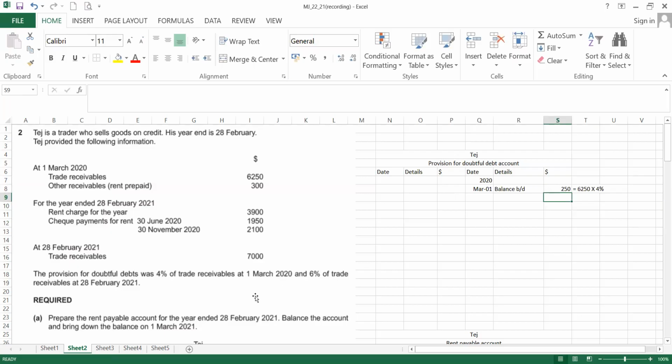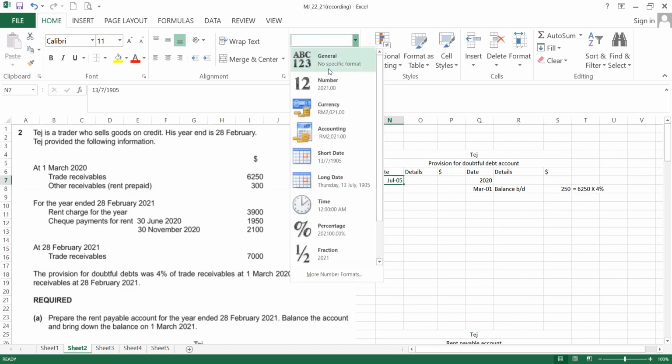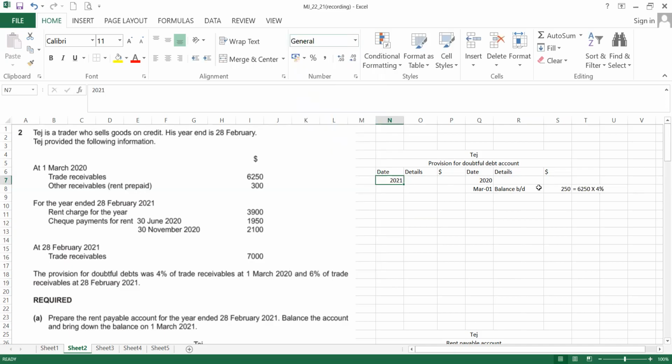And they gave us the closing 6%. So closing must be on the debit side. Balance carried down must be on the debit side. These two, balance brought down and balance carried down. So how do we calculate the balance carried down? We take the closing balance 7,000 times the 6%. So now our closing is more than the opening.